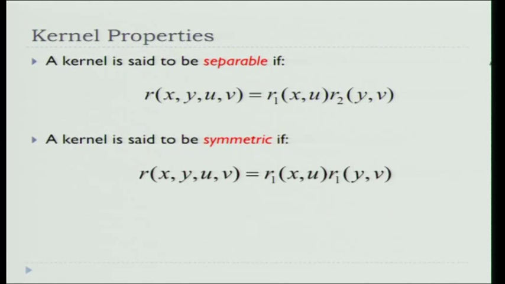Now, the kernel is said to be separable if you can write r(x, y, u, v), that is the kernel, as r1(x, u) dot r2(y, v). Here r1 is along the x axis, you can have some kernel, and along the y axis you can have another kernel. The kernel is said to be symmetric if you can write r1(x, y, u, v) equals r1(x, u) dot r1(y, v).